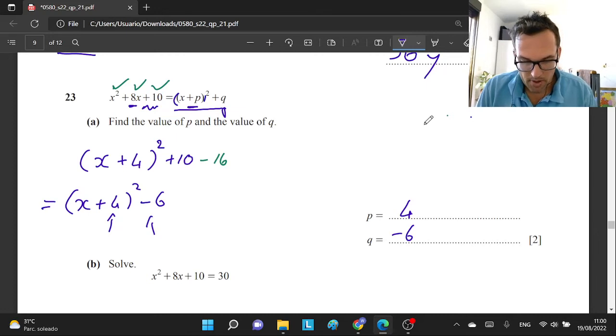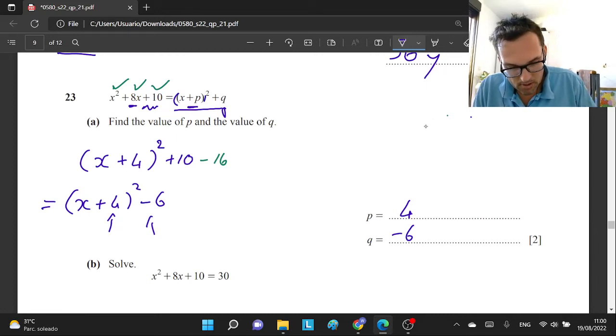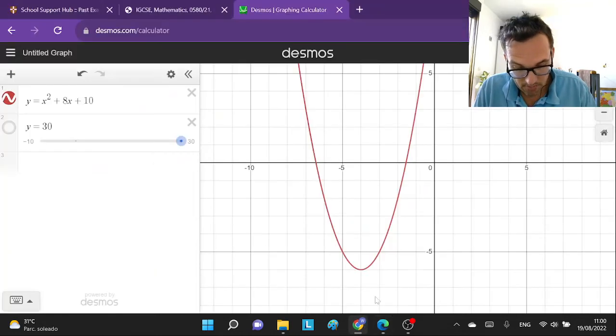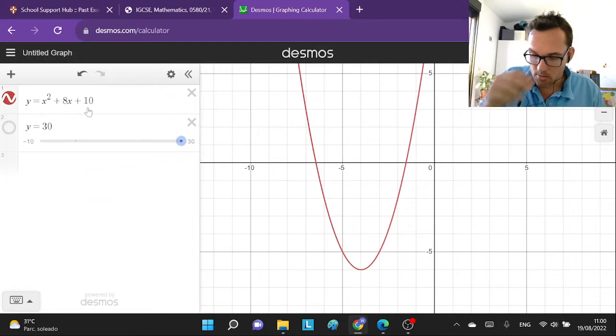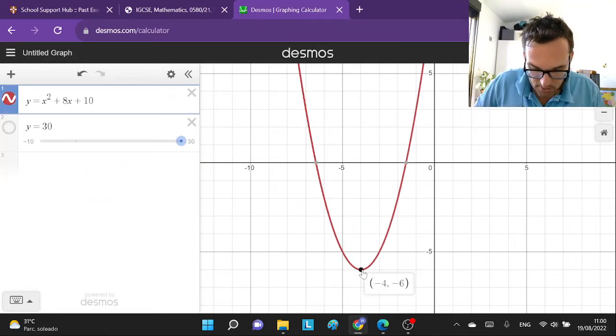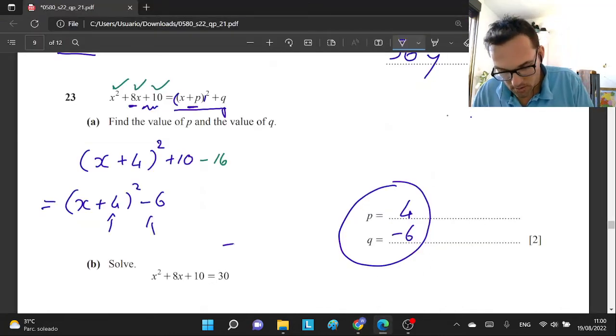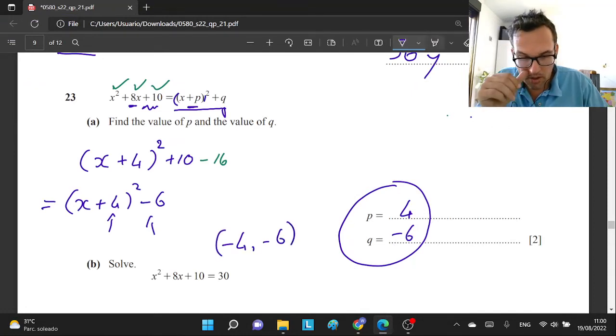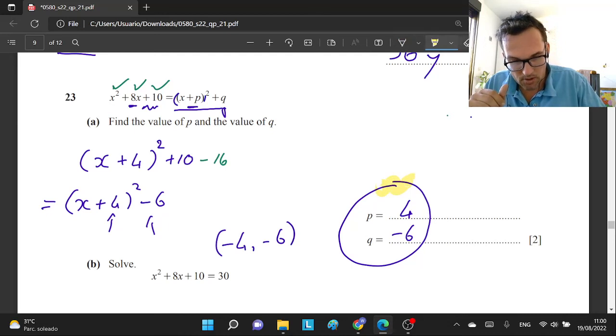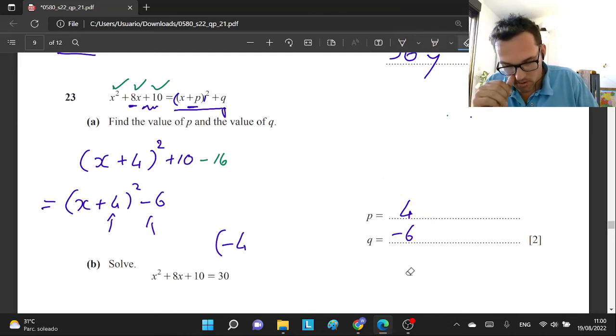Okay, little bonus, by the way, yeah? This will give us the turning point, granted that we change one sign. Let's look at the graph. This is the graph of x squared plus 8x plus 10, the one they gave us. Turning point down here, look at it, minus 4, minus 6. So if we look at our answer here, we just need to change the p-value to a negative, and that gives us the turning point. Okay, which they often like to ask us, but of course they didn't this time. Okay, so the answer is just 4, minus 6.